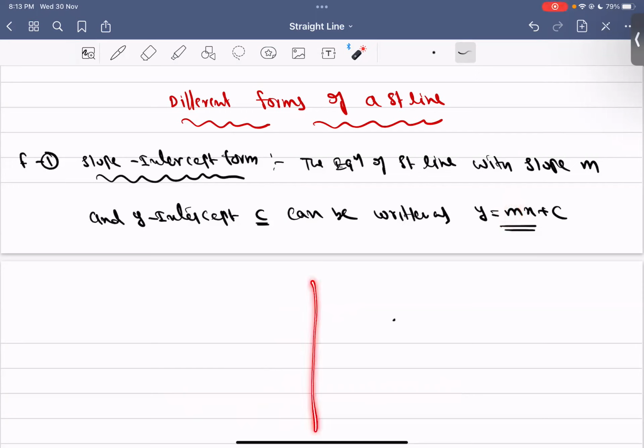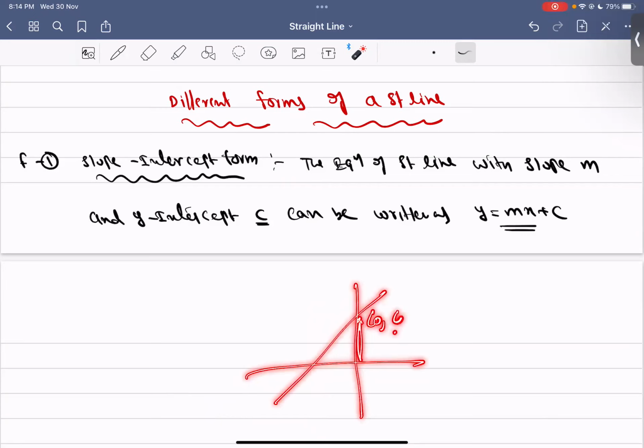The tangent of the inclination is the slope. Next, what do we need? The placement of the line, at what height it is placed on the y-axis. That is this length we need, which tells the placement of the line. If you put x equal to 0 here, what do you get? c. So this distance is c. This is the placement of the line.